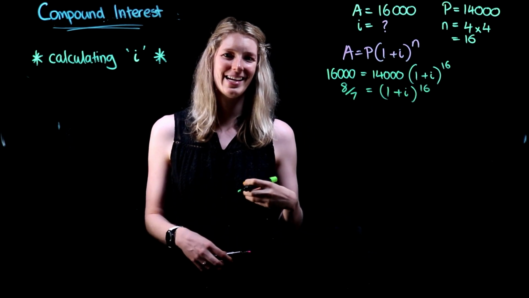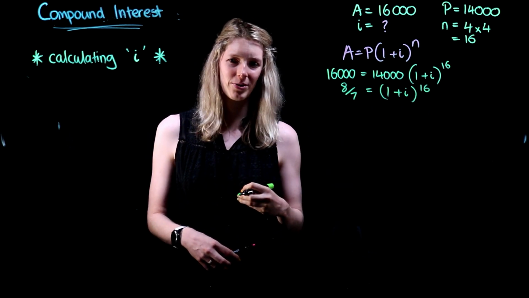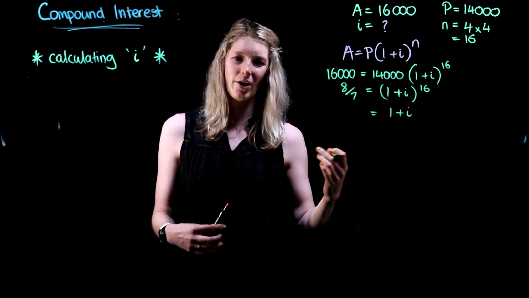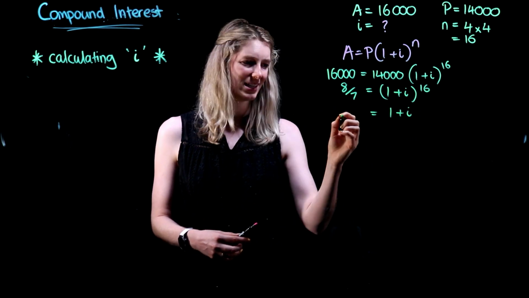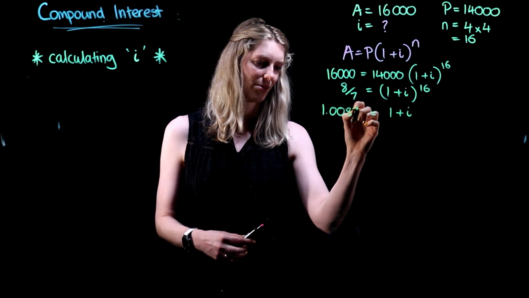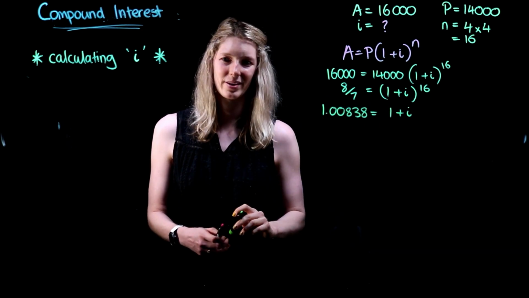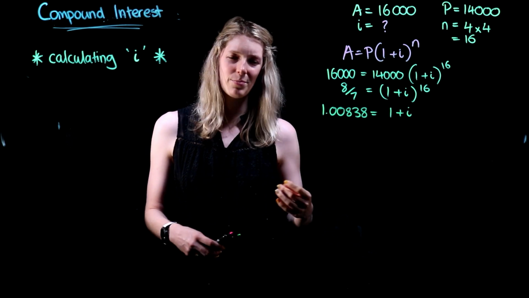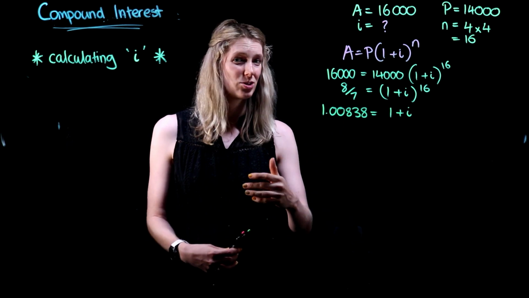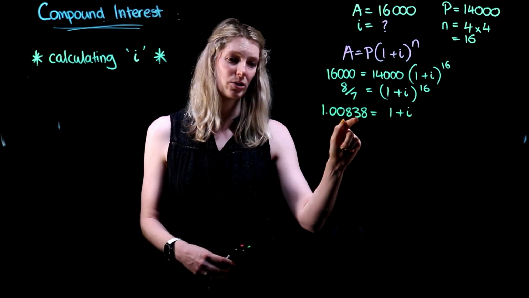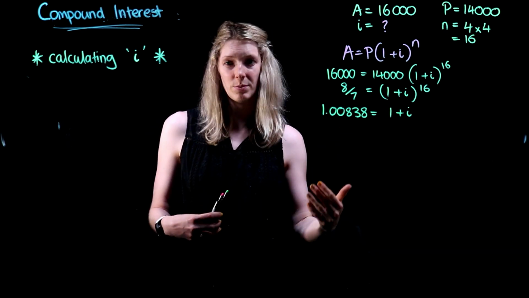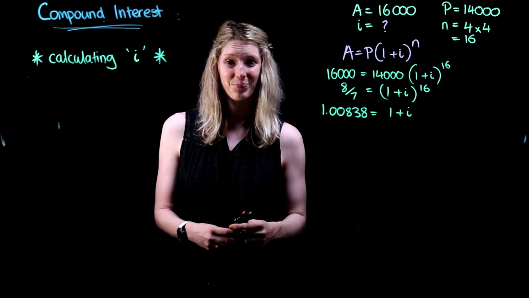Then we are going to take the 16th root of both sides. So our right hand side, we end up with 1 plus I on its own. And on our left hand side, we are going to end up with 1.00838. Now there isn't necessarily a minimum number of decimal places we want to have this value to. However, as an example, if I was only to round it to 1 or 2 decimal places, I would lose a lot of accuracy in my solution. So for these sorts of problems, a minimum of 4 is usually pretty safe.